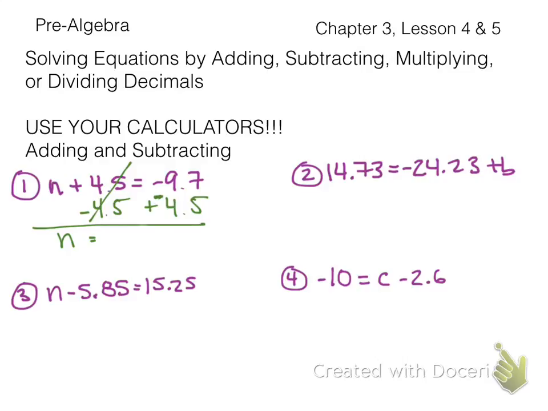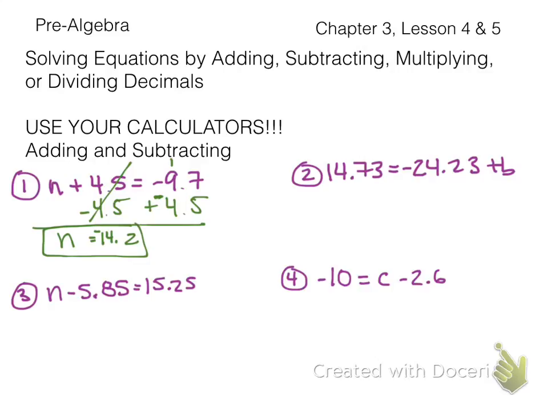So we're basically adding. So 7 plus 5 is 12. Carry the 1. That is 14.2. And it's a negative because the answer is even more negative. And you can use your calculator for that. I just did mental math. It's up to you.